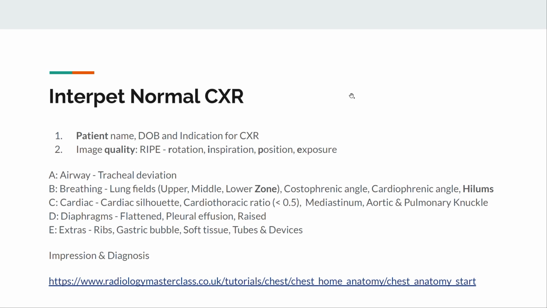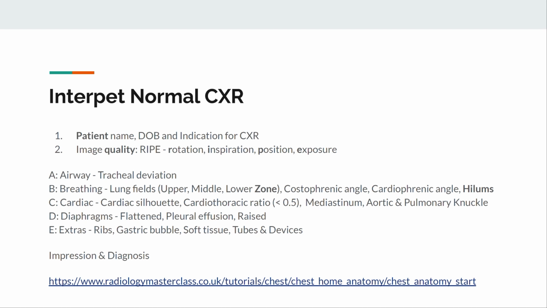Let's quickly talk through chest x-rays in the context of cardiology. So interpreting a normal chest x-ray is a really important potential OSCE station. So firstly, as always, you look for the patient's name, their date of birth, and the reason why they got the chest x-ray. And then you assess the quality of the x-ray. So RIPE is a good acronym of rotation, inspiration, position, and exposure.